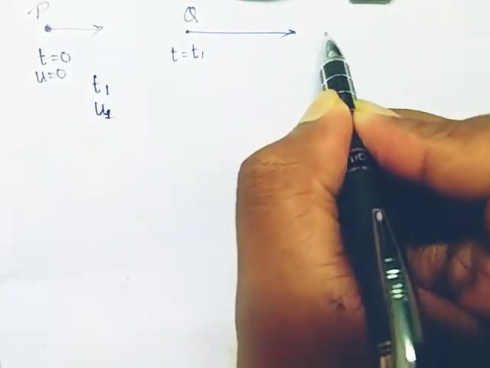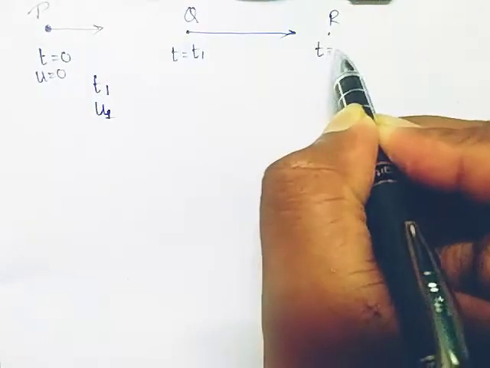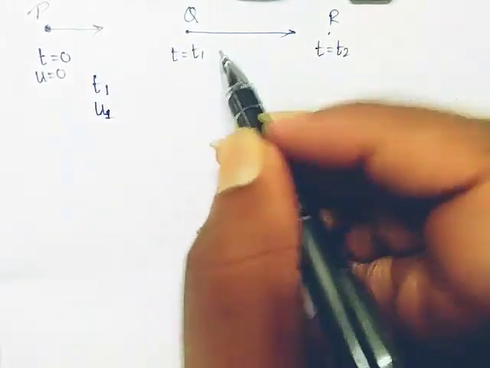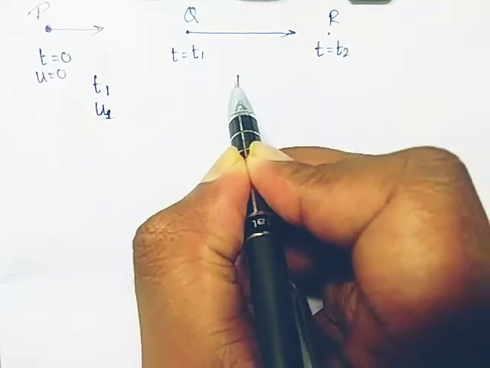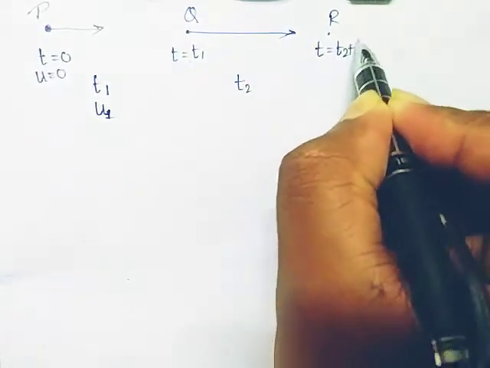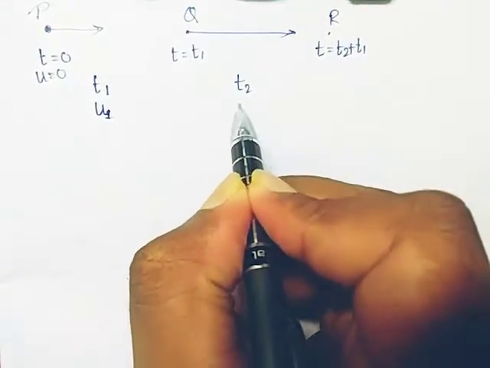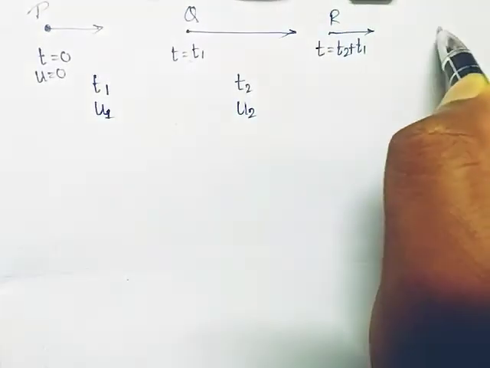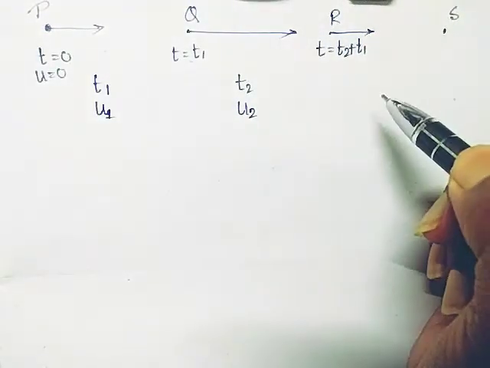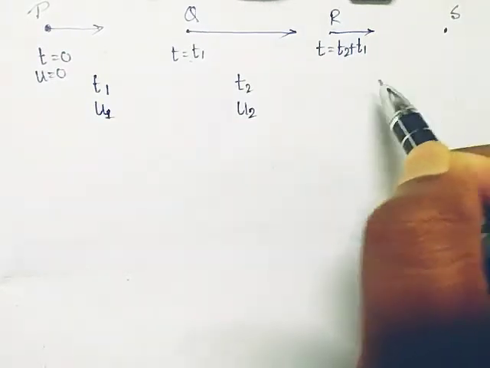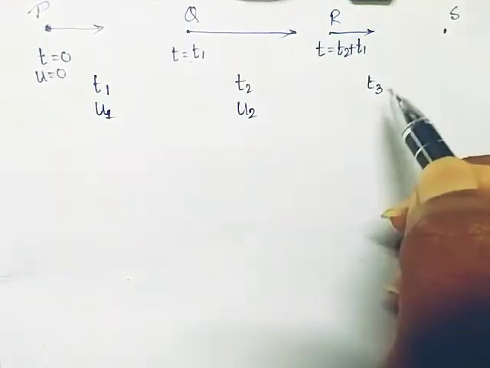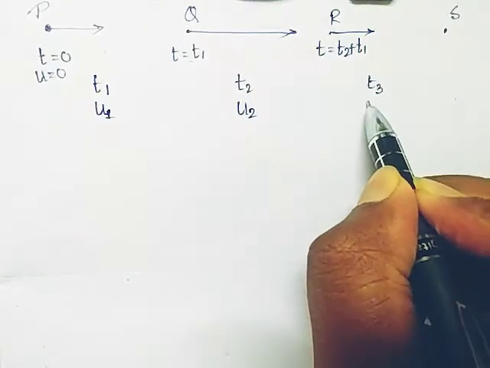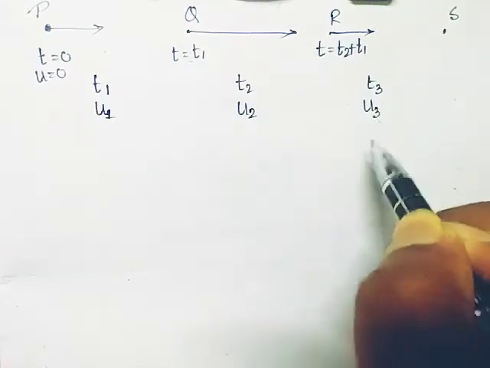But when it reaches the point R, the time is now t2, and the time interval in between is t2, so the total is t1 plus t2, and the average velocity with which it continued its motion is u2. And when it reaches from R to the final point S, the time taken is t3, and the average velocity is u3.